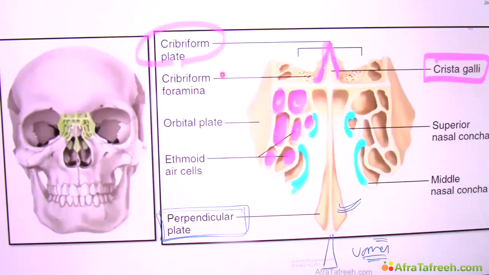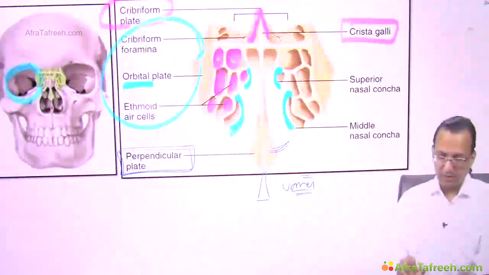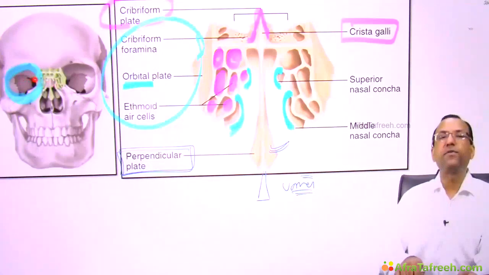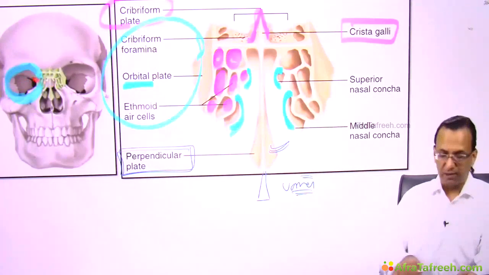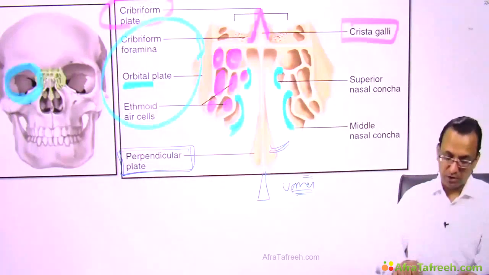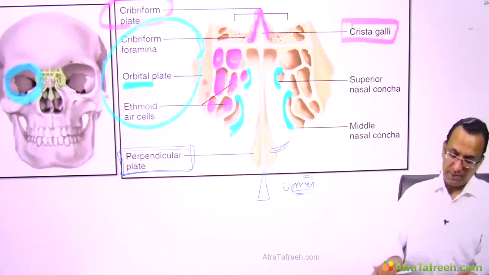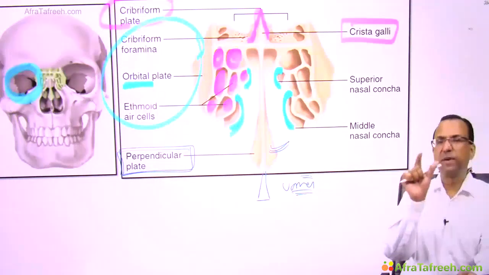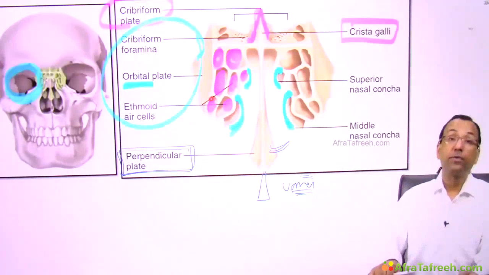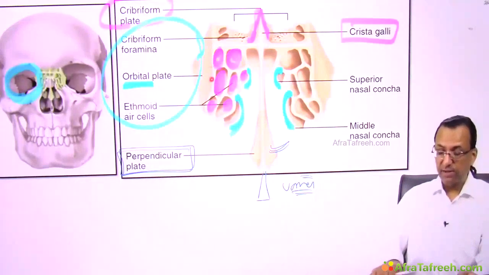I think the ethmoid bone also forms some orbital relations. Yes, it is the medial wall of the orbit. The orbit is here, and the medial wall of the orbit is chiefly contributed by the ethmoid bone. It's very thin, a paper-like structure. Why is it papery thin? Because it is hollow from inside, with the ethmoid air sinus. So it is a very thin wall medially.